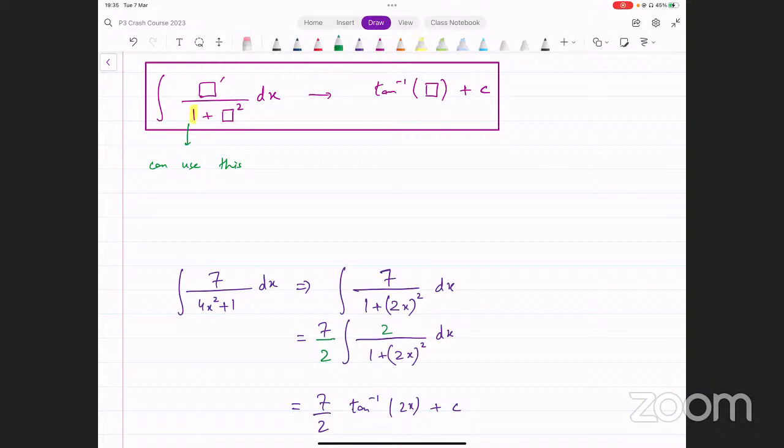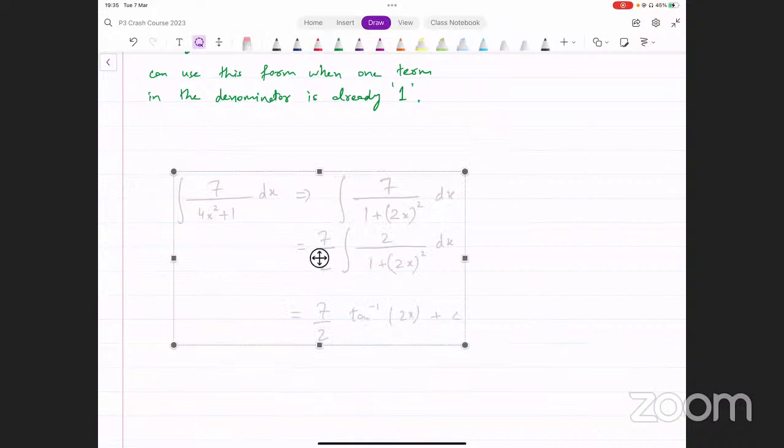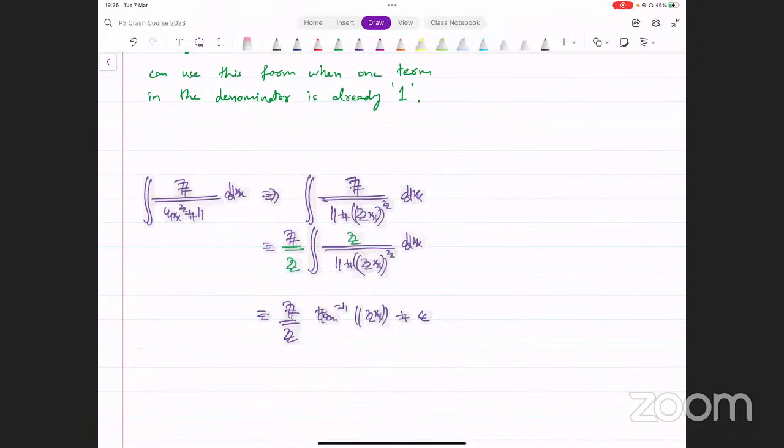So you can use this form when one term in the denominator is already equal to 1. Okay. In this case, using this rule would be slightly quicker. Now, if you were to use the other rule in this, that would also be okay. That's perfectly okay. That will still work.